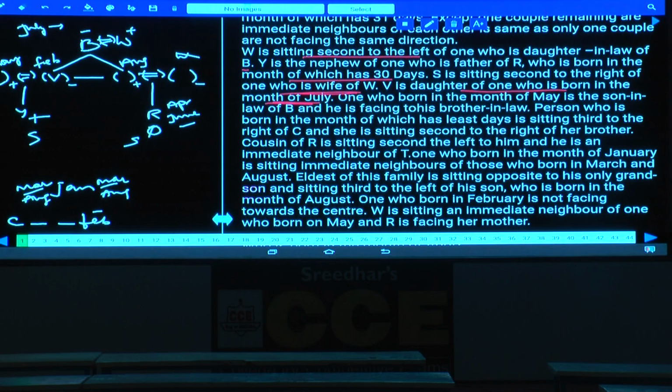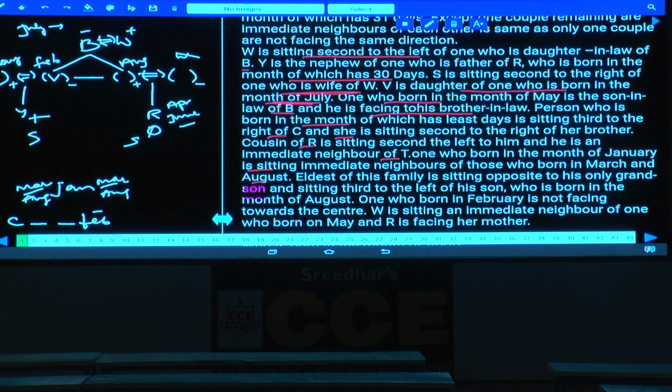And one who was born in the month of May is the son-in-law of B, and he is facing his brother-in-law. Person who is born in the month which has the least days is seated third to the right of C, and C is seated second to the right of her brother. And the cousin of R is seated second to the left of him, and is an immediate neighbor of T. Cousin of R means now Y and T are adjacent to each other. One who was born in the month of January is seated as an immediate neighbor of the ones born in March and August.